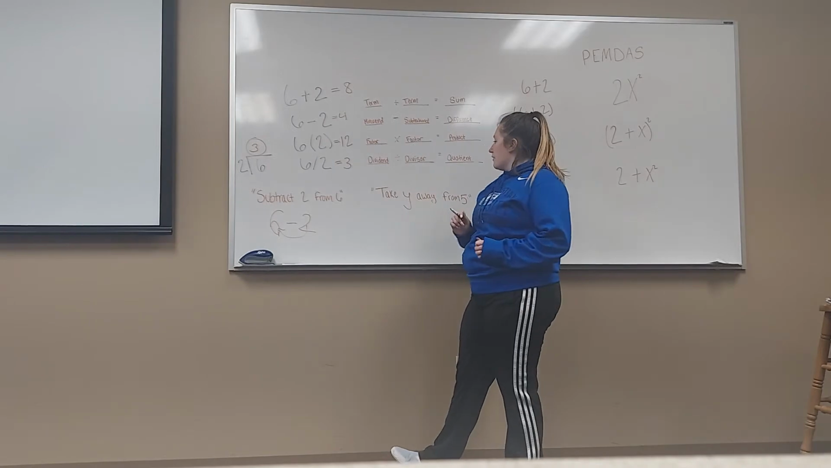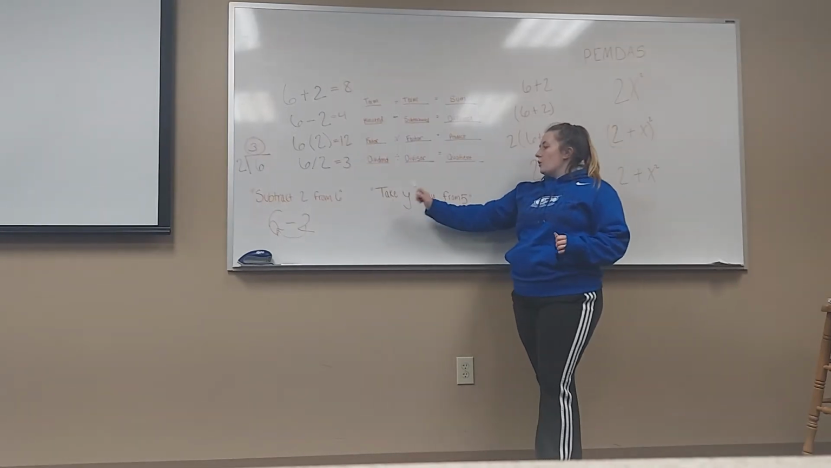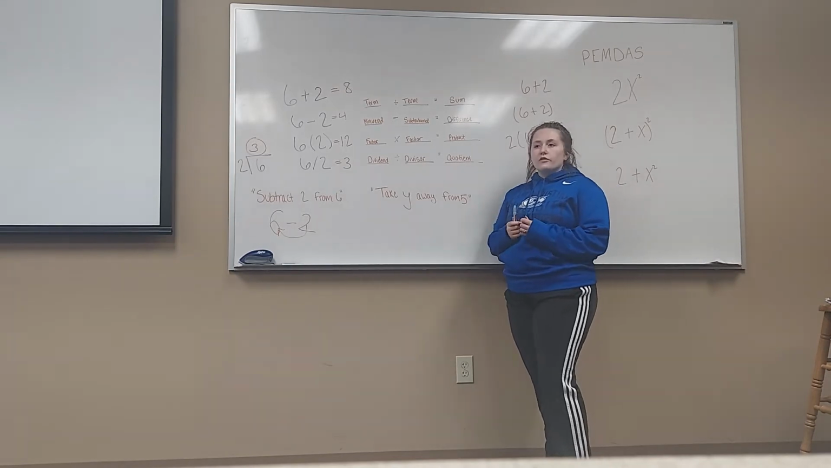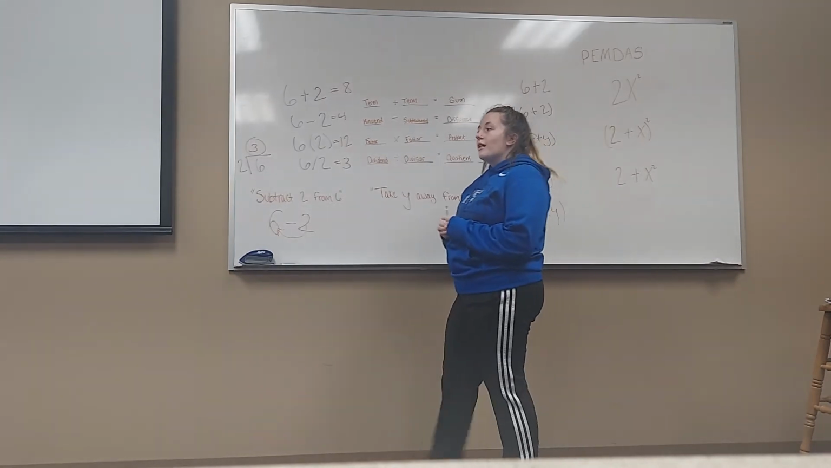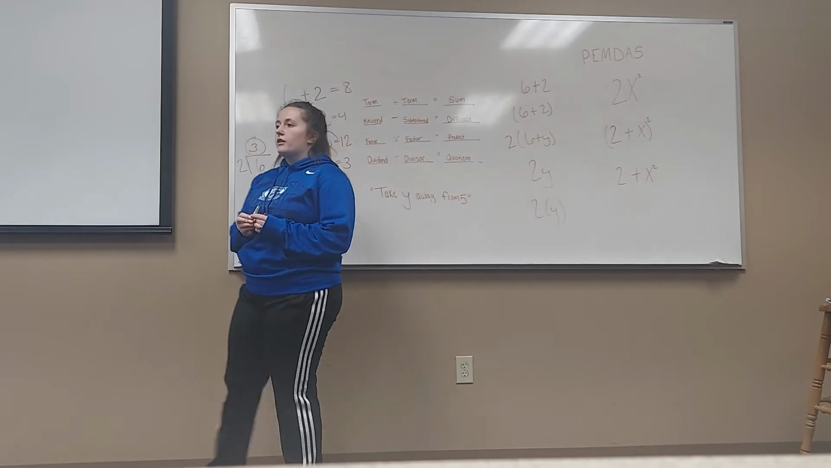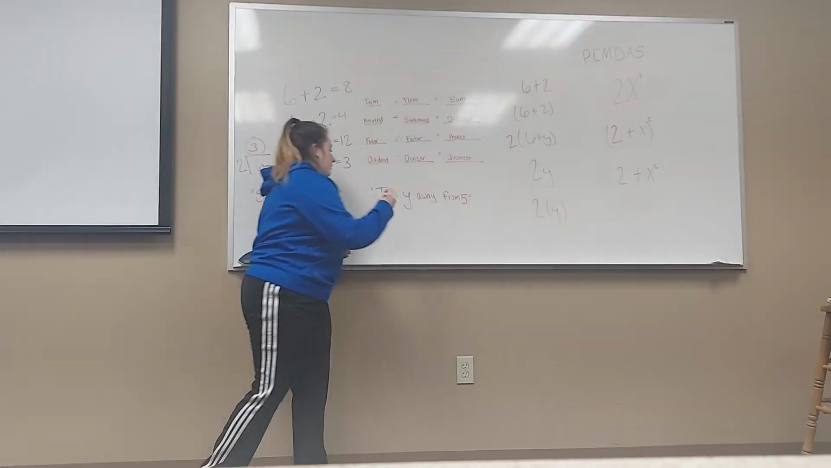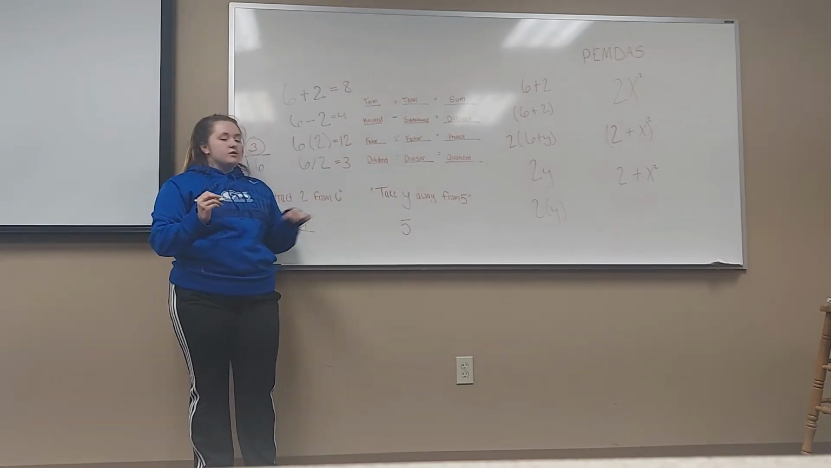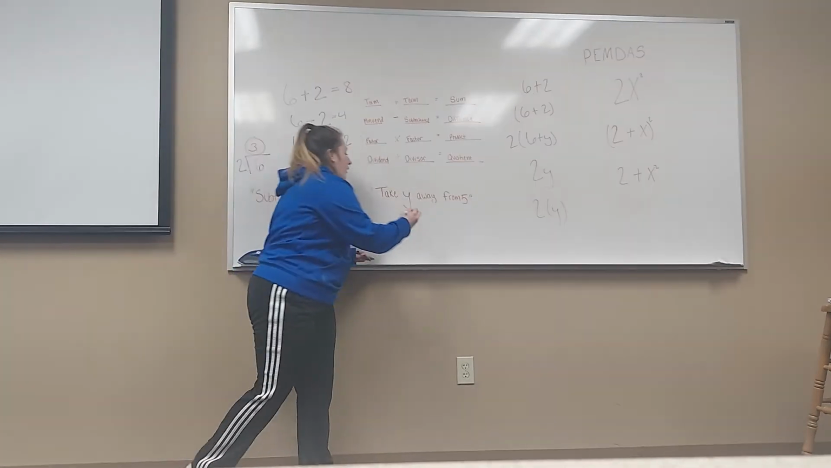Now, let's add some letters, all right? If we're taking y away from 5, what's our first number? What are we starting with? What's our first letter or number? 5. Good. And we're taking how much away from 5? Y away from 5.